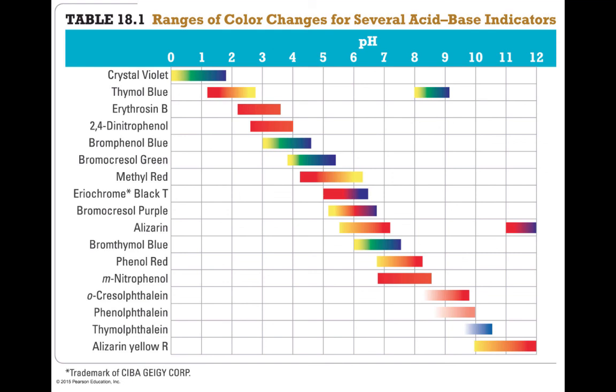Let's take a look at some of the different indicators that we use. We see here with crystal violet, we've got two different color changes. We can go from yellow to green at a very acidic pH, and we can go from green to blue, which can be very difficult to see, at, again, a very low pH, around 1.5. But we see a variety of different pH ranges here. Bromcresol green is very common. Bromthymol blue is very common as well for acid-base titrations.